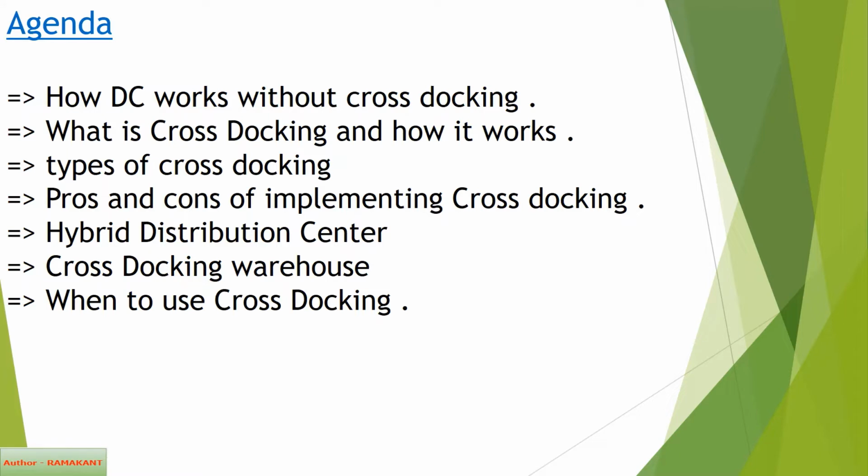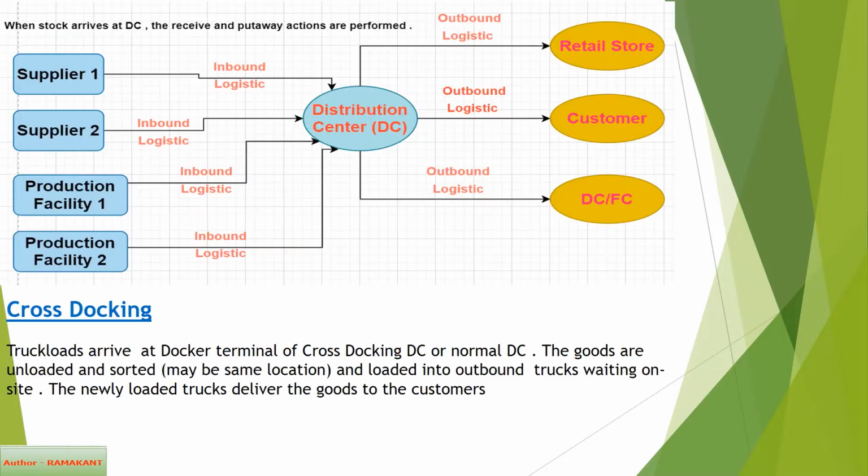So let's move on to the first point, how a DC works without cross-docking. I've drawn this image to explain how the distribution center works without cross-docking. So here you can see the inbound logistic and outbound logistic. Inbound logistic is used to get the items from the supplier and production facility. Outbound is to distribute the inventory to the retail store, customer, DC, FC, or any other destination.